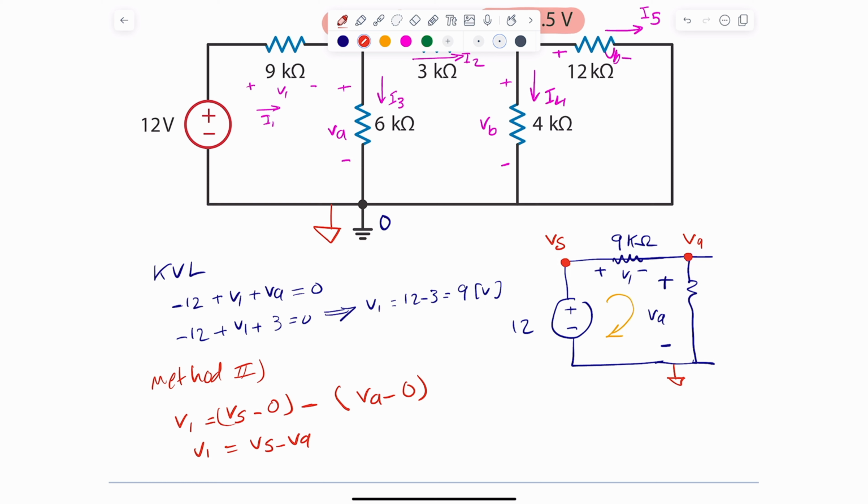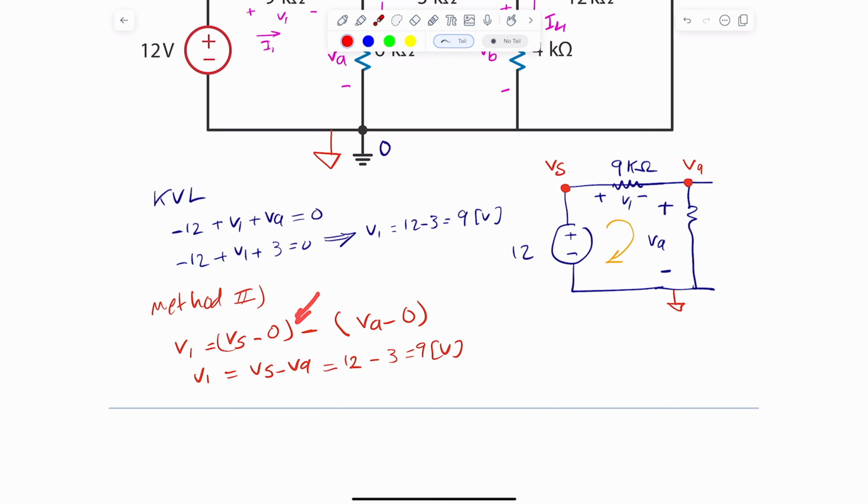This is the same number as that. It's actually the same voltage, the same voltage method. You just write KVL in here. The other one, we did a little bit differently. But anyway, typically with node voltages, if you need V1, just take the voltage in here minus the voltage in here. You don't have to put the negative 0 and the negative 0. So what I want to show you is the following.